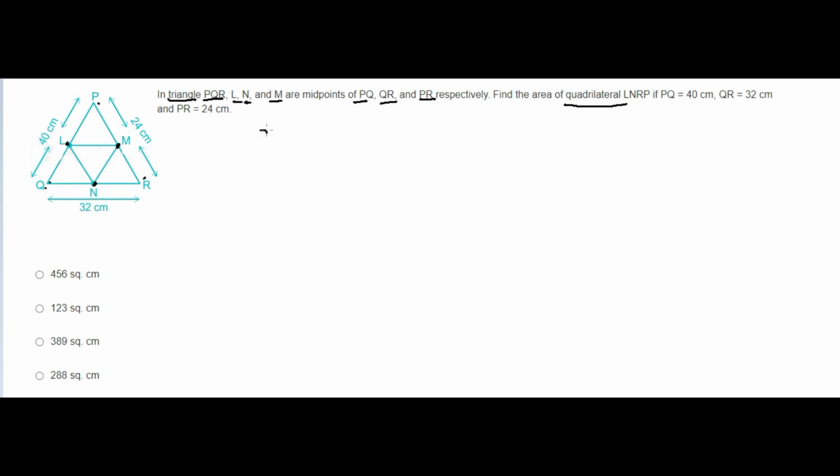So you know that a quadrilateral has four sides. Whatever the structure may be, there will be four sides. They have asked for the quadrilateral L, N, R, P. There will be four sides, but they may not be equal. That is different. Okay, so let us consider.